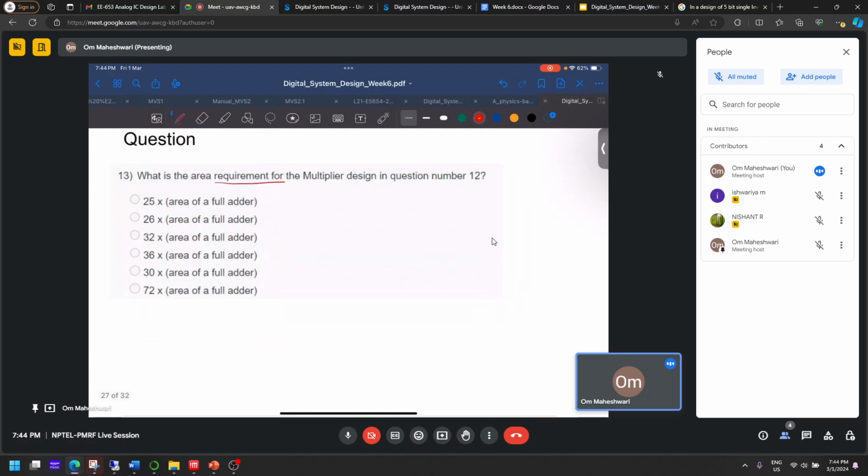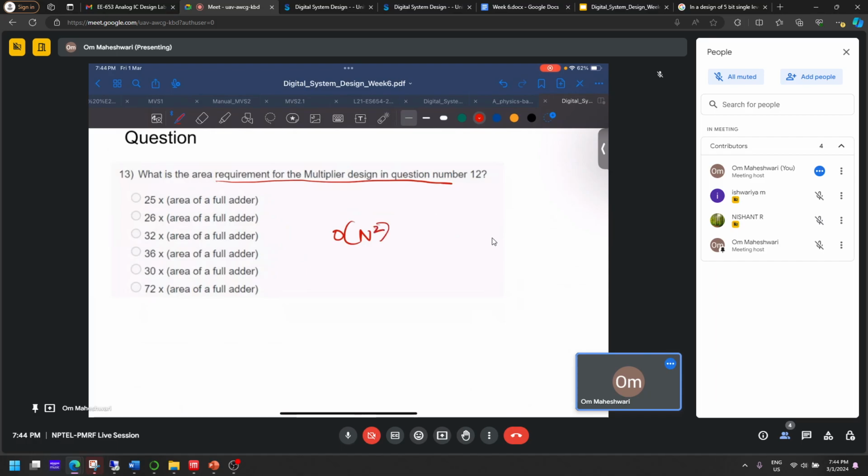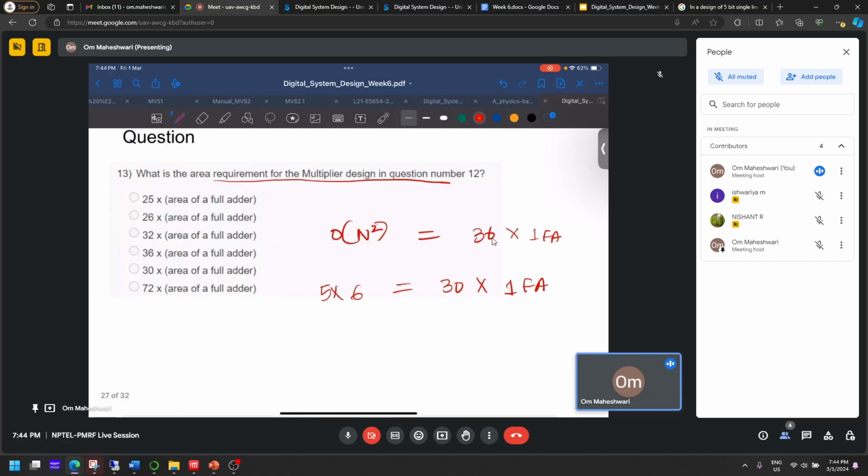So next one is also similar. What is the area requirement? If you go by order of n square, you will get the answer as 36 into 1 FA. But if you go by 5 cross 6, you get 30 into 1 FA. So this is quite a hazy question, but NPTEL tends to go with the answer of 36. So if you get a similar question in an assignment, go with the order of n square. Again, this is not incorrect, this is also correct.